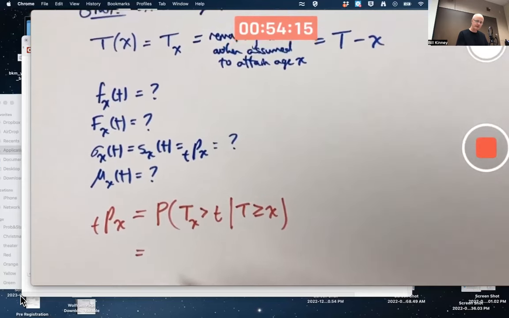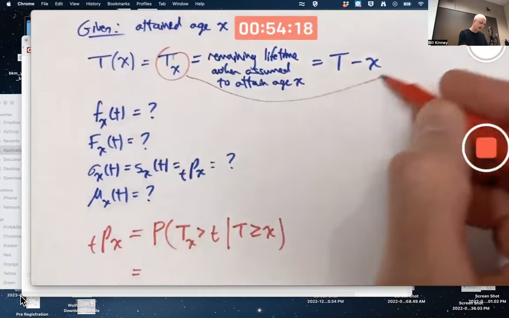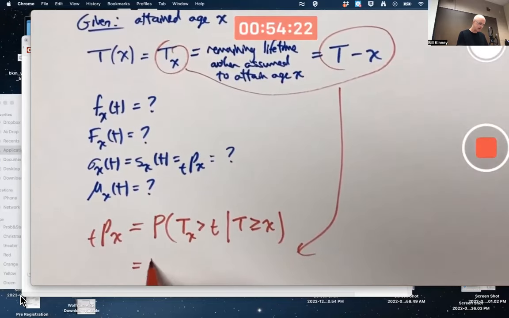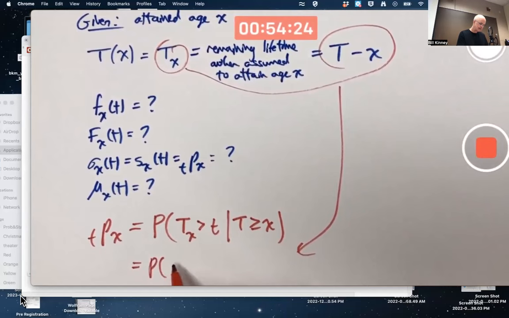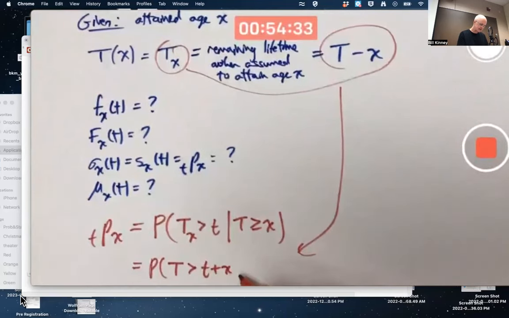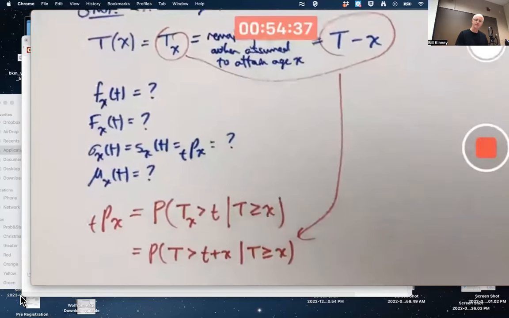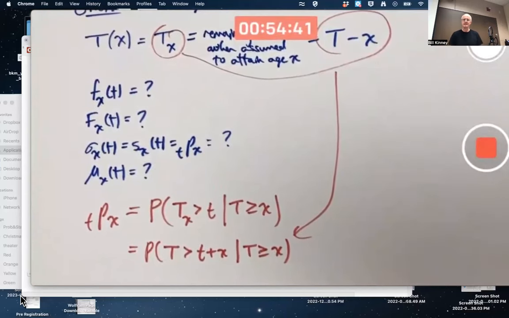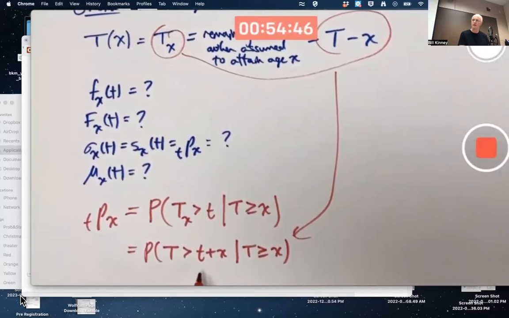By the definition of t sub x as t minus x, that's the same as the conditional probability, where we replace t sub x with t minus x and then add x to both sides: that capital T is greater than little t plus little x, given that capital T is greater than or equal to little x. All I did there was replace t sub x with t minus x, and then add x to both sides of the inequality.